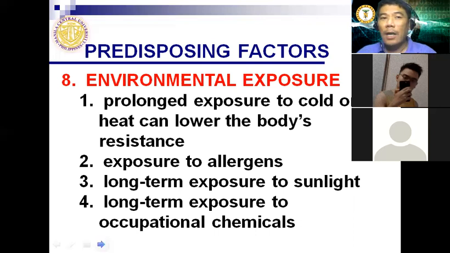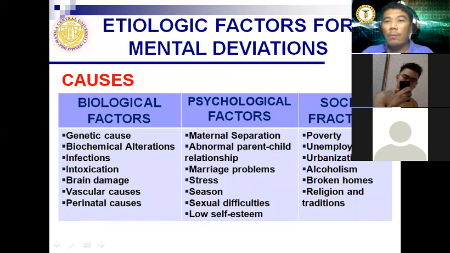So the last topic before you proceed to your self-assessment exercise, which will be 1 hour, 10 items and matching type, is etiologic factors for mental deviation. Oh sir, why are you introducing psychiatric nursing now? Because it's not only medical-surgical nursing concepts that are considered in pathophysiology. So I will also introduce to you the factors that are considered when it comes to mental deviation. This is very timely nowadays because of our situation.